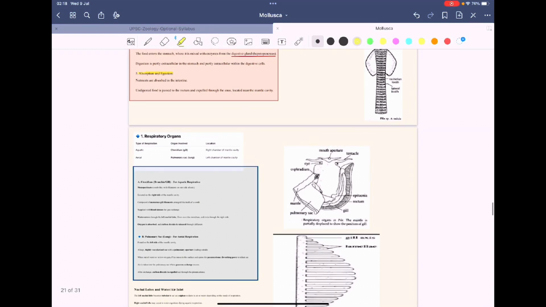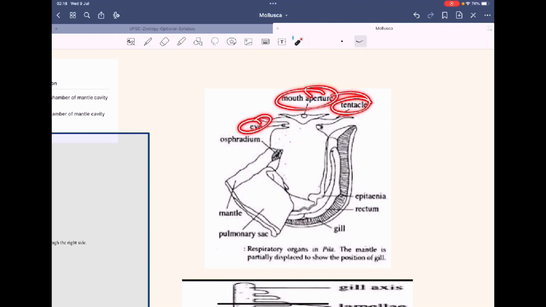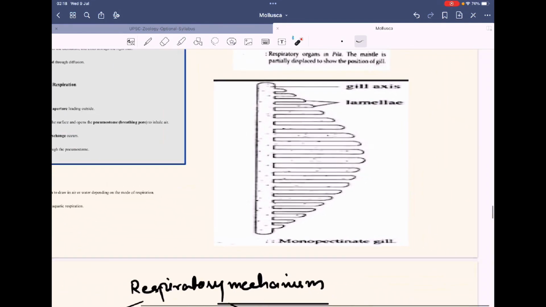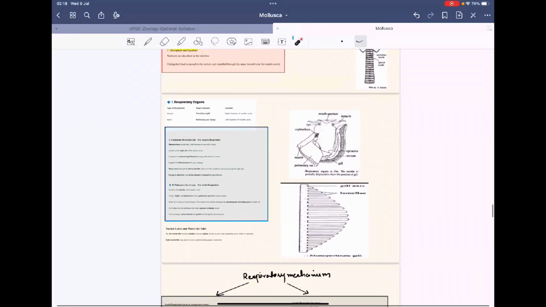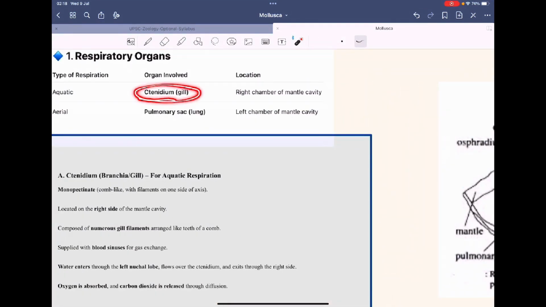Then talking about the respiratory system, very closely you can see again a similar pattern. You will observe there is a mouth, there are tentacles, there are eyes. This is the osphradium. This is the mantle cavity. This is the pulmonary sac. This is the epithelium. There is the rectum, and these are the gills. The gills are lamellated, in the form of lamellae. This is a monopectinate gill. And the respiratory organ in aquatic respiration is the ctenidium, that is in the right chamber of the mantle cavity.